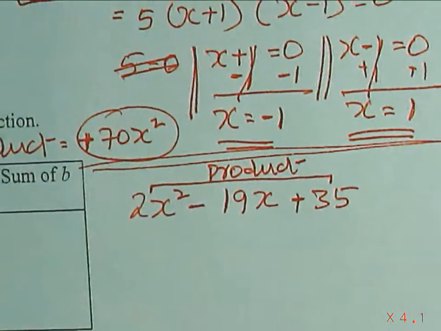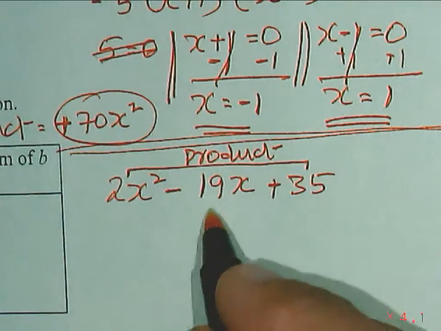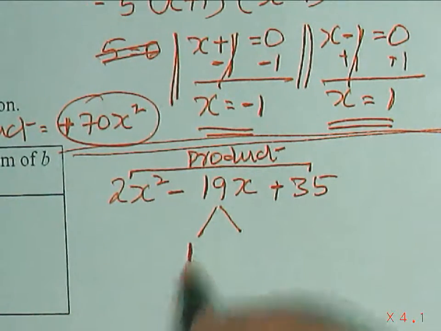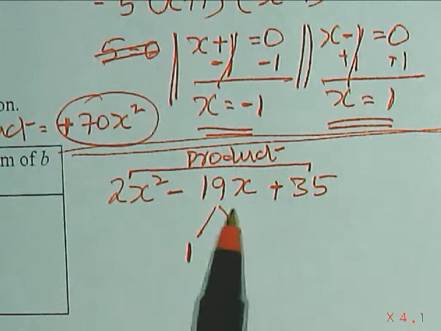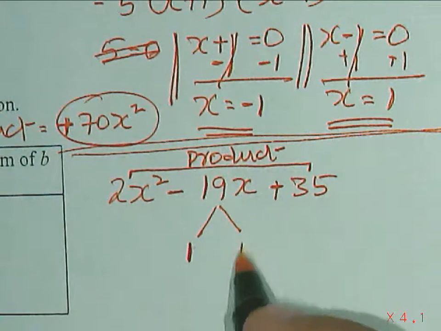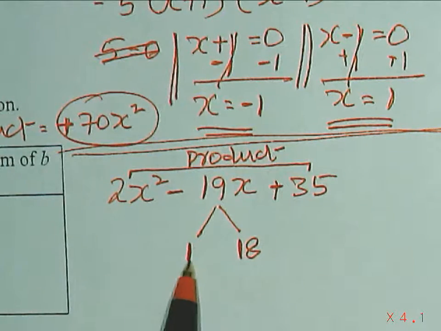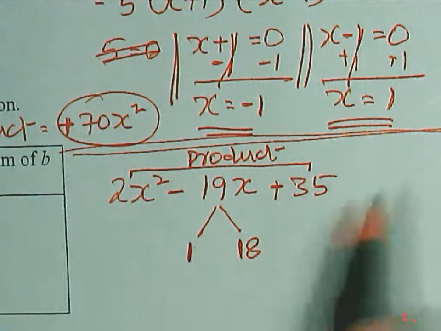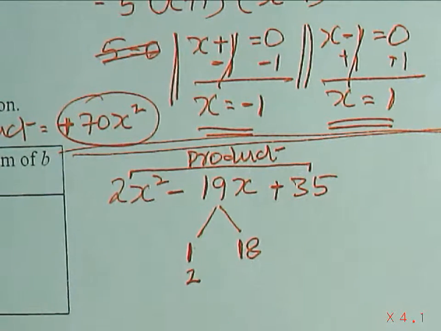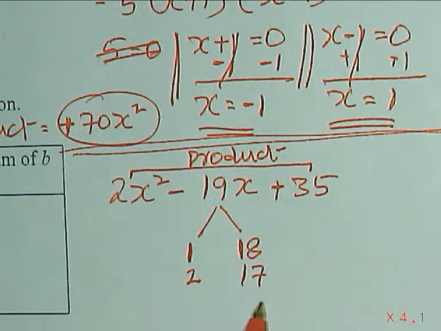Now you have to split the middle term. Let me start with 1. 1 plus what number gives me 19? 18. Okay. When I multiply these two, 1 and 18, will I get 70 or not? No. So let me try with 2. 2 plus what number? 17. 2 times 17 is 34. You can make use of the calculators if you want.